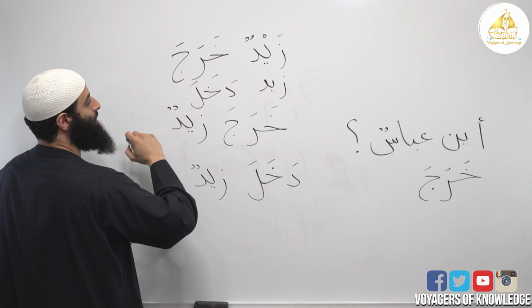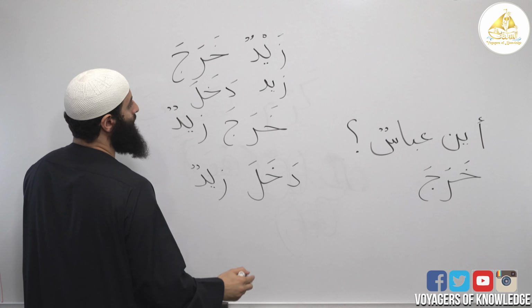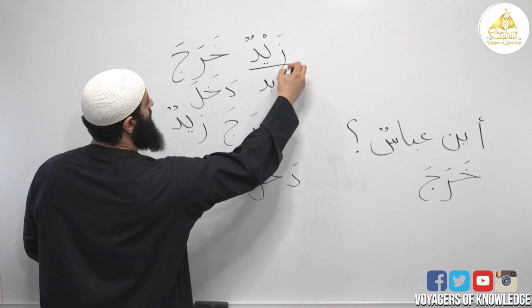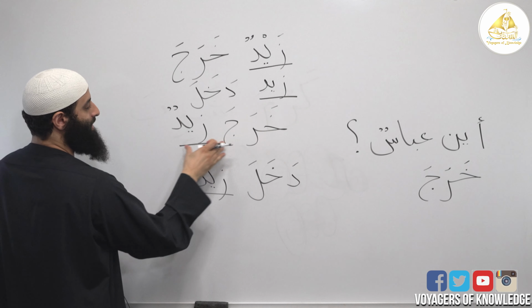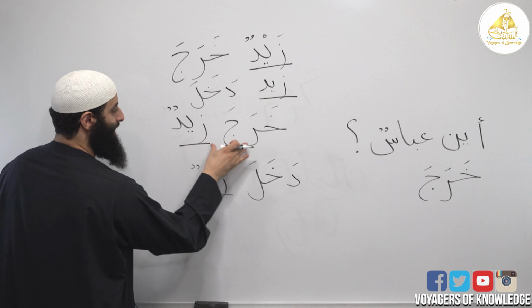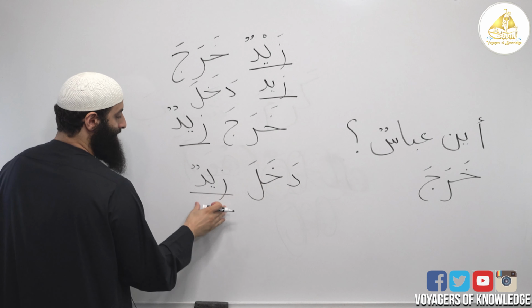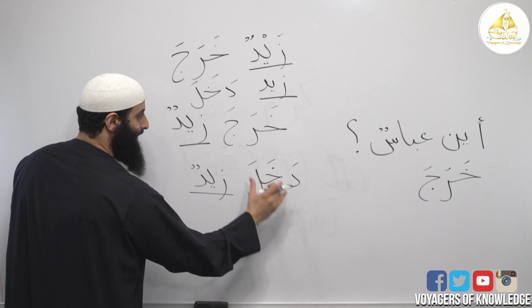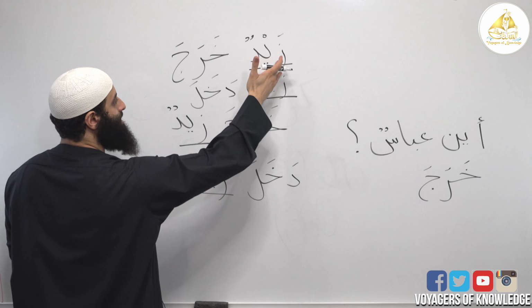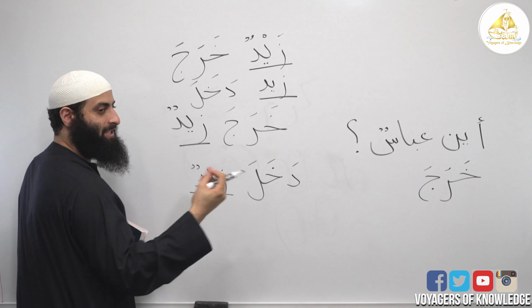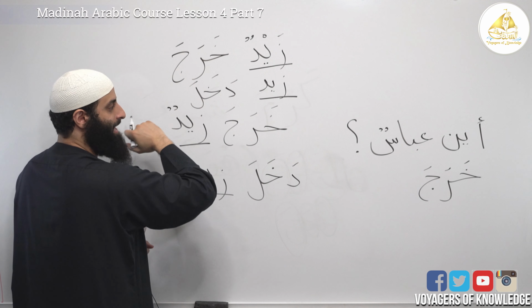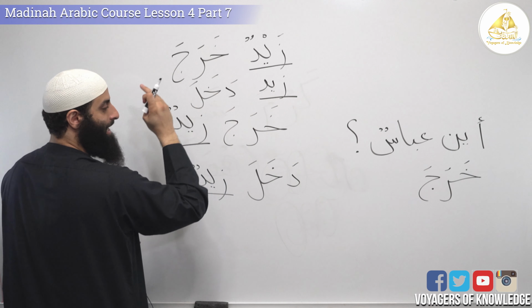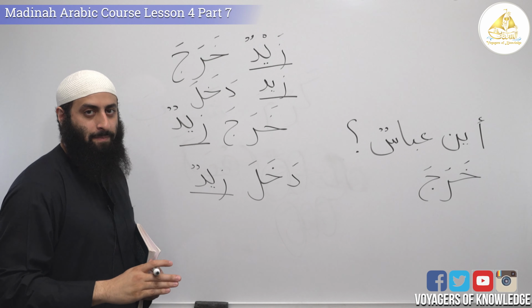You can say Zaydun dakhala. Now, I know there's a lot of stuff on the board. Just keep an eye on where these guys were. Over here was kharaja Zayd, which meant Zayd left. Dakhala Zayd, which means Zayd entered. Over here it was Zaydun kharaja. It still means the same thing. Zayd went out. Zayd left. Zayd exited. Zaydun dakhala. It's still the same thing.